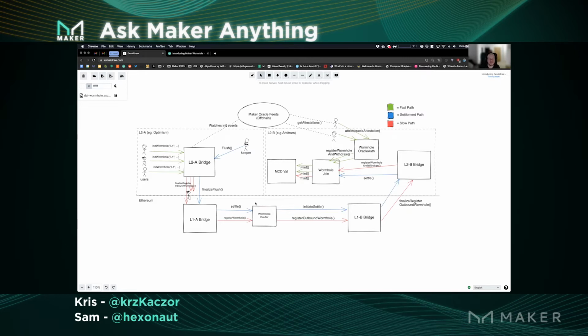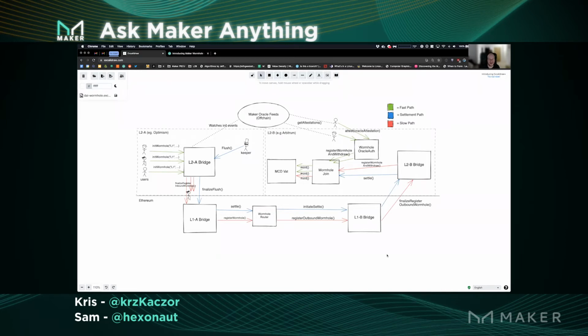So the slow path works in the way that when initiate wormhole calls are happening on the originating bridge, we emit cross-chain messages that are never finalized. The thing about cross-chain messages in the case of rollups is that they are very cheap.